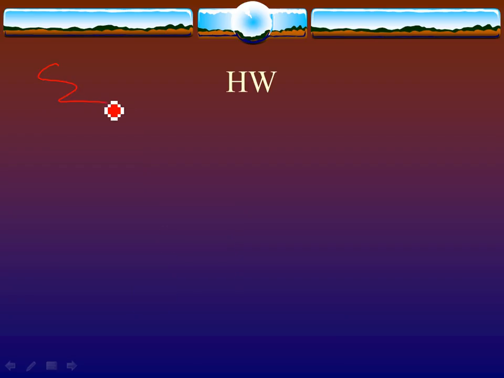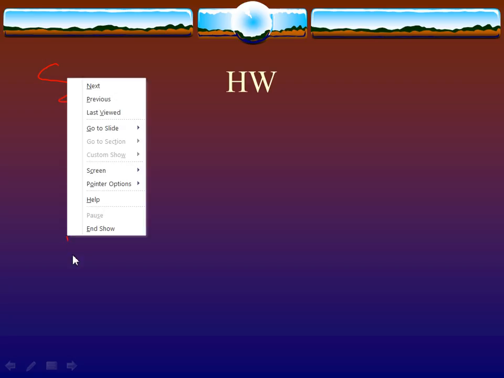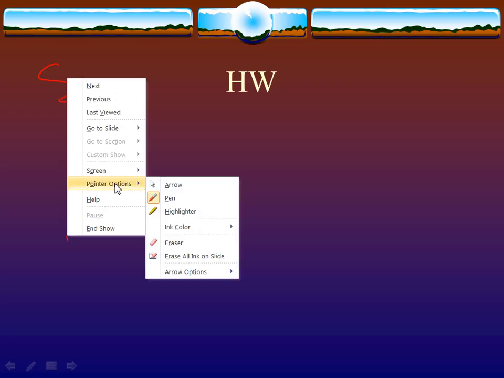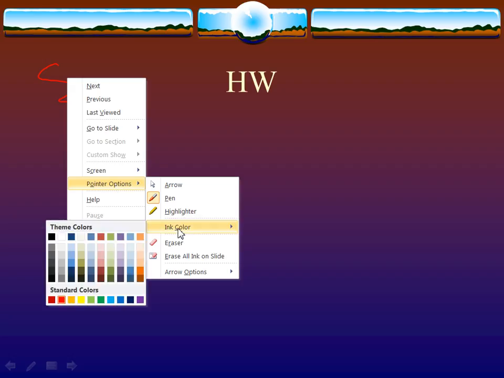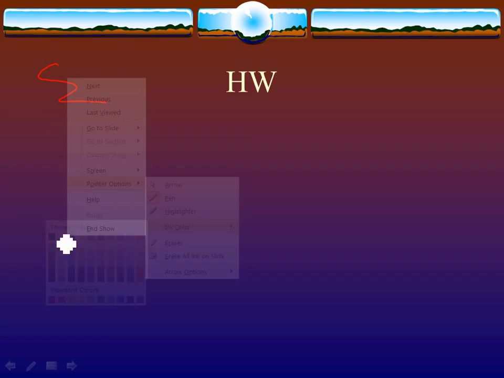Can you see that red, or do I need to change it to a different color? Can you see that? Sort of. How about green? I don't think green would show up. Okay. Probably do like a white maybe.